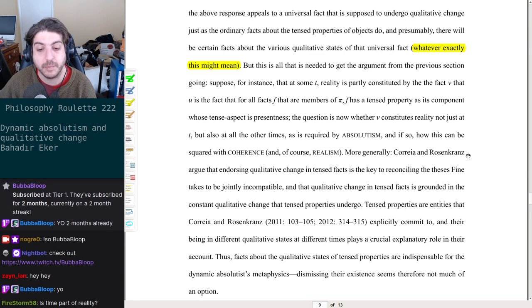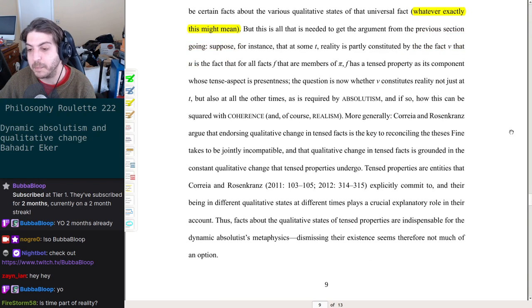theses Feynman takes to be jointly incompatible, and that qualitative change in tense facts is grounded in the constant qualitative change that tense properties undergo. Tense properties are entities that Correa and Rosenkranz explicitly commit to, and their being in different qualitative states at different times plays a crucial explanatory role in their account. Thus, facts about the qualitative states of tense properties are indispensable for the dynamic absolutist metaphysics. Dismissing their existence seems therefore not much of an option.